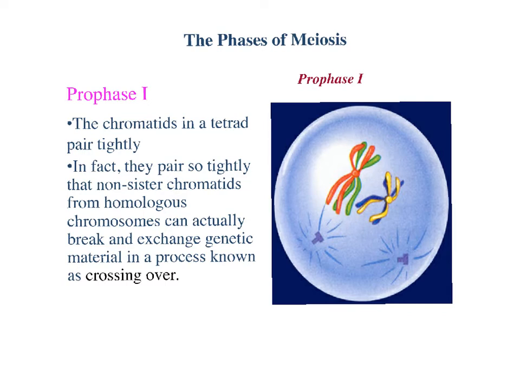And so we'll come back to this, but these tetrads actually pair so tightly that the arms can get crossed and attached to one another, and something called crossing over can happen, which is where pieces of chromosomes are traded back and forth. Crossing over can only happen when the tetrads are in place, which is going to be prophase 1 and our next phase, metaphase 1 of meiosis 1.